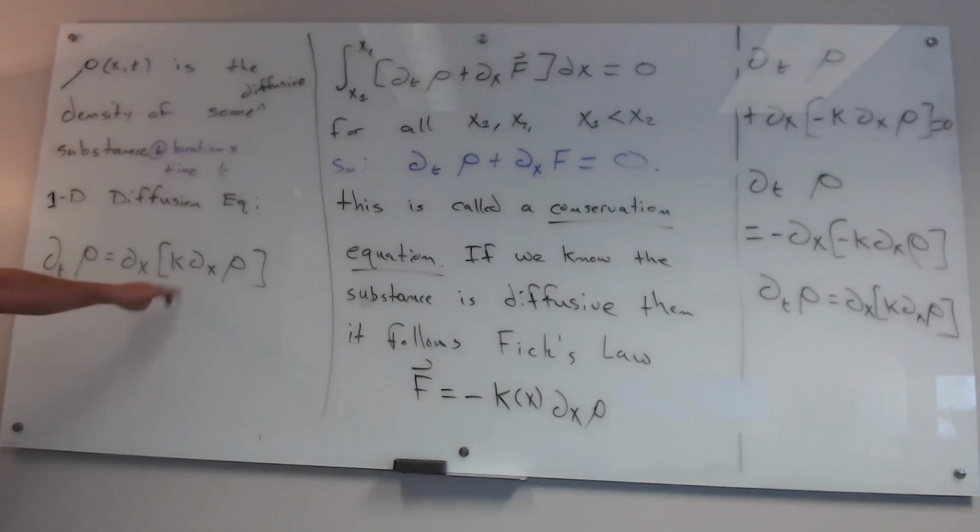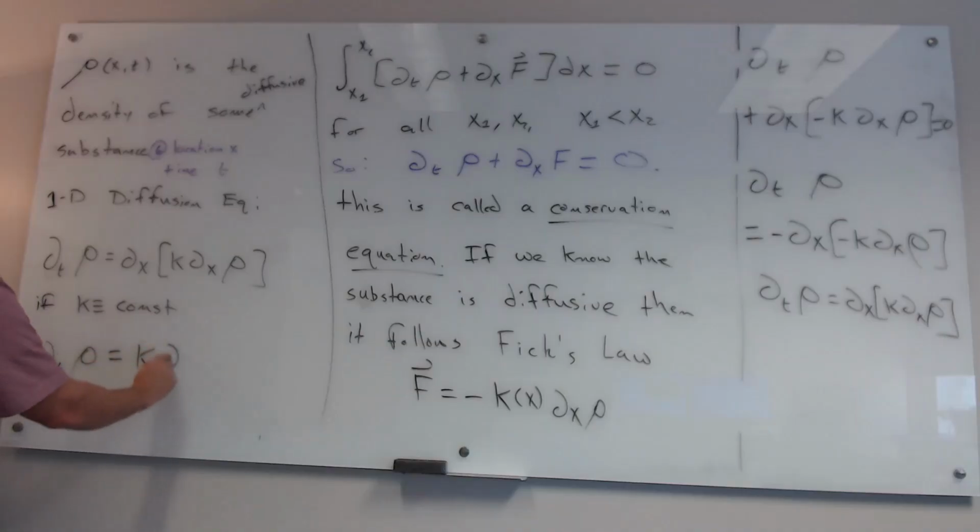And if k is a constant, we can pull that out, and it says k times the double x derivative of rho. So if k is constant, so the 3 lines here means it's identically equal to some constant, then we can write this as the t derivative of rho is equal to k times the double x derivative of rho. But we can only do this if we know that k is constant. And so this is the one-dimensional diffusion equation.